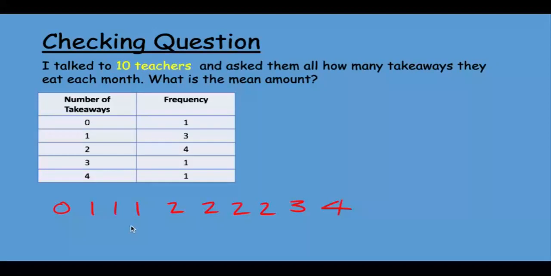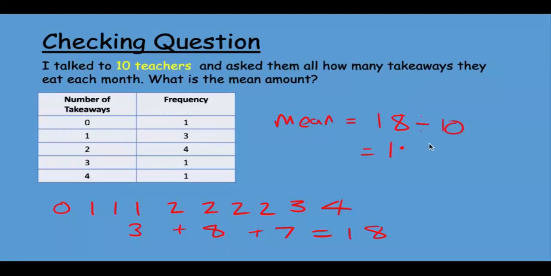Okay, so I can see I've got 3 there, plus 8, plus 3 and 4 is 7. So adding those up together, I've got 18. So my mean is 18 divided by 10, which is 1.8.